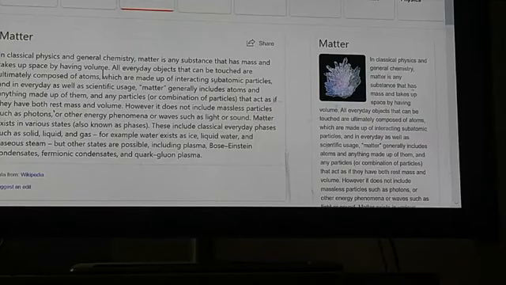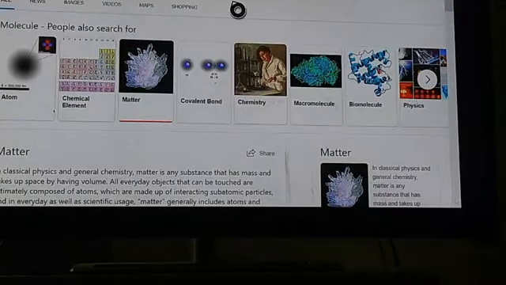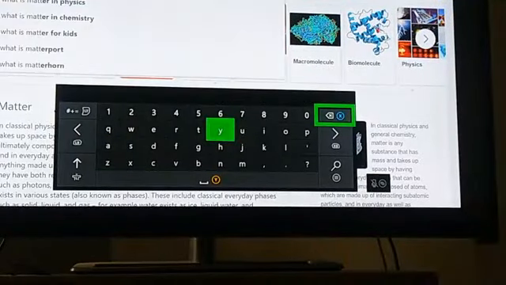And what are some of the stars called in space? Neutron stars. What's a neutron star? Let's look that up. We're going deep.